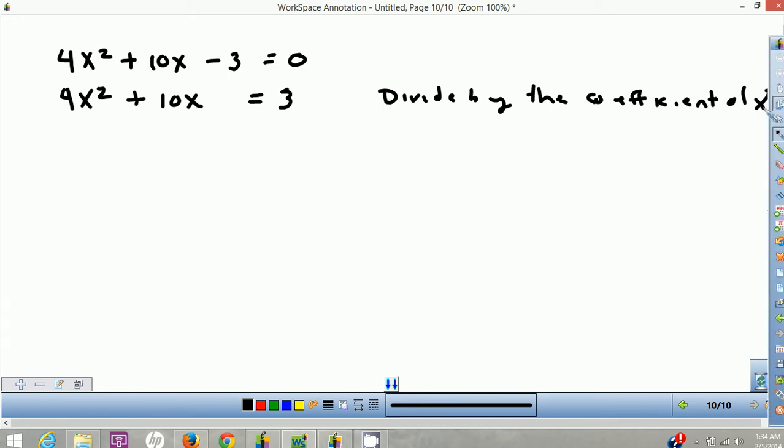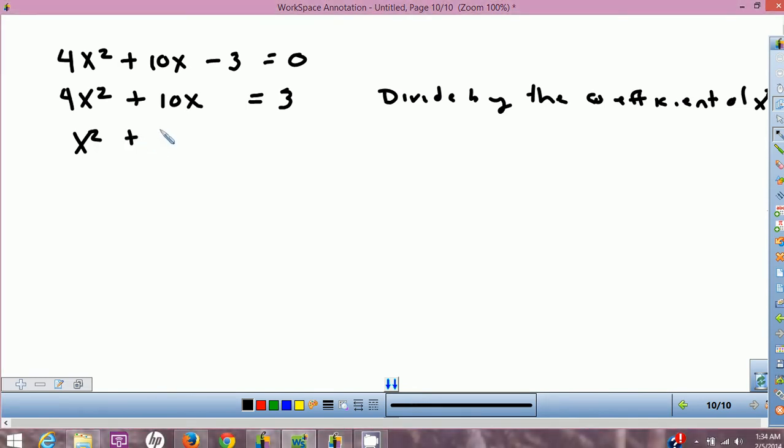Well, when I do that, that leaves me with x squared plus 10 over 4x, and you can reduce that if you want to. I'll probably do that in the next step, is equal to 3 over 4. So I divided everything by 4, got rid of this coefficient for my x squared term. So now we complete the square. Take the coefficient of x, 10 over 4, your b value. Half of that is 10 over 8, but I'm going to reduce it to 5 over 4.